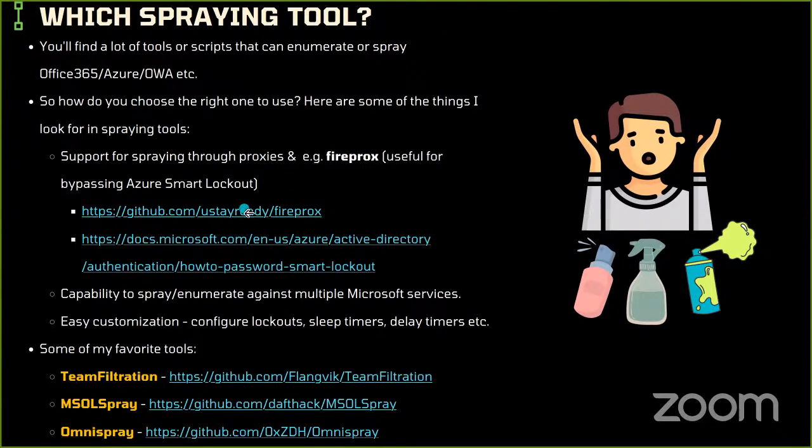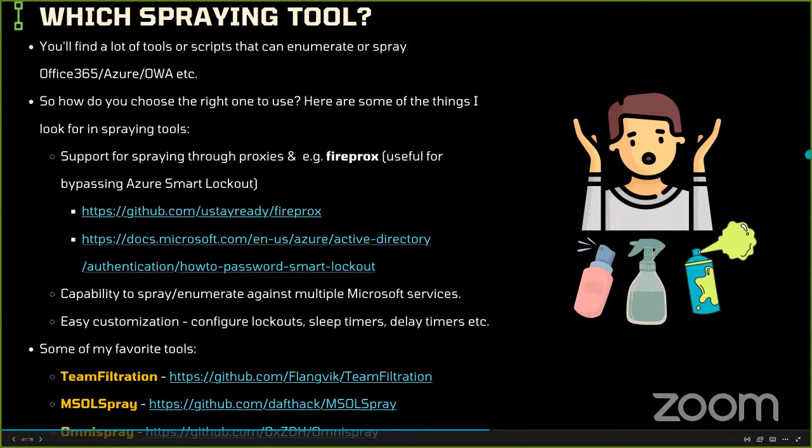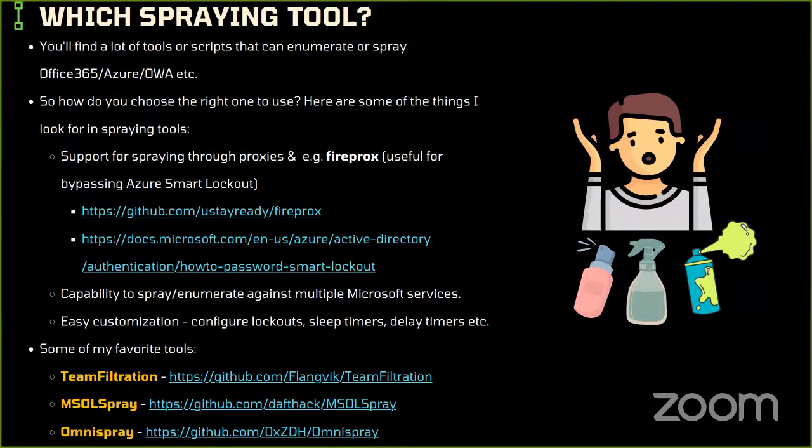Fireprox matters because Azure has this thing called Smart Lockout. I've even put a link here. If you're password spraying from the same IP, say I'm attacking from my home, and they see that I'm trying to log into 20 accounts with the same password, they'll very quickly block your IP. But if you're using Fireprox, which is supported by TeamFiltration, and also by MSOL Spray, like Alim has mentioned in the chat, it looks like your password spraying attempts are coming from multiple IPs across the globe, using AWS, Amazon IPs.